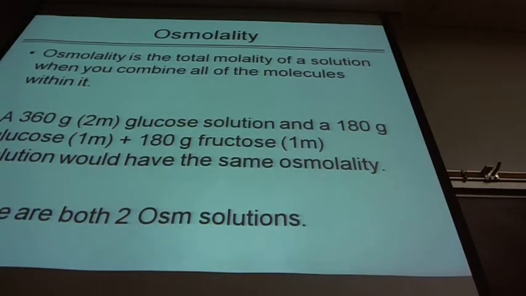But what this is saying is the total is when you combine all the molecules within it. So for instance, if I have sodium chloride on one side and glucose on the other side, and I have a 1 molar solution of sodium chloride, 58.5 grams plus a liter of water. On the other side, I have 180 grams of glucose plus a liter of water, 1 molar. You would think that it should be even, but it's not. Because on the sodium chloride side, you have 1 mole of sodium and 1 mole of chloride. That's the sum of all the atoms. The osmolality is the total of the molality of a solution when you combine all the molecules within it. Glucose is 1 molecule. Sodium chloride is 2 molecules. So you're going to have an osmotic pressure.